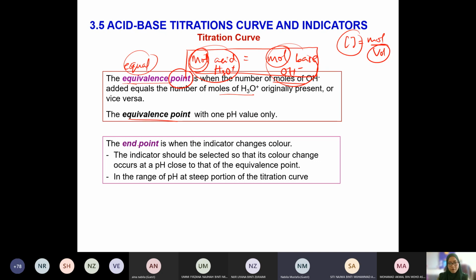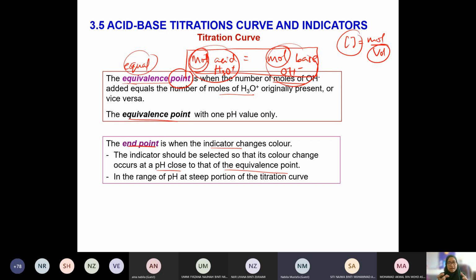Okay. Alright, so the end point is when the indicator changes color. So you must make sure that you are able to differentiate between equivalent point and end point. Okay, end point is when you use indicator. You are based on the change of color of the indicator. The indicator should be selected so that its color change occurs at pH close to that of the equivalent point. So masa nak pilih the indicator tu pun kena pilih betul-betul. What we want is to track down the equivalent point. So we use indicator to help us do that.